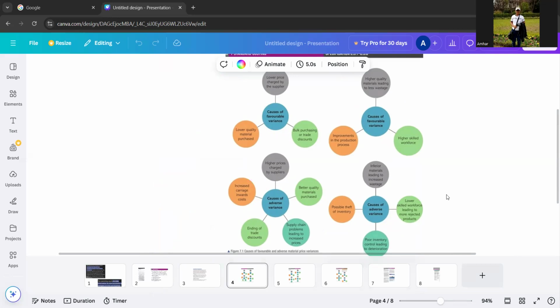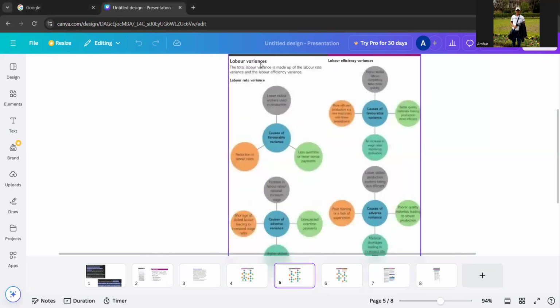And the fourth one is poor inventory control leading to deterioration. When the inventory control is poor, then also it will lead to deterioration. As a result, it will cause adverse variance. Did you understand that? Yeah, I understand that. Okay, so now look at the next part.